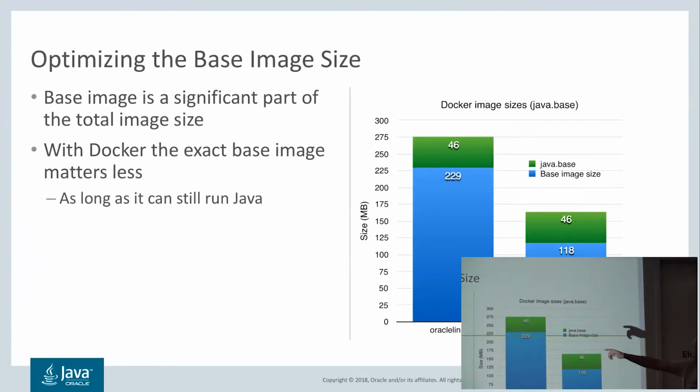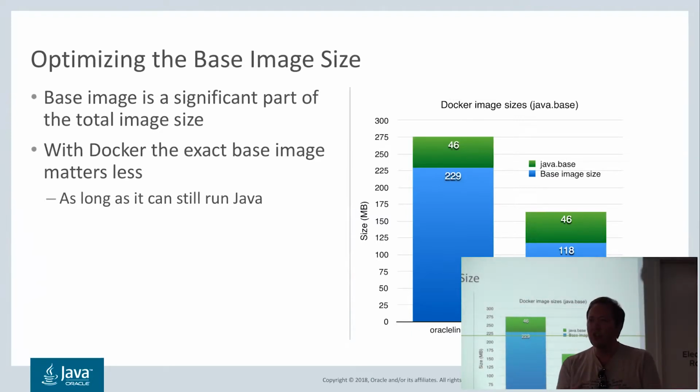So that brings us down now from 275 megs down to 100 and something. So that's pretty nice. Now we're making progress. Went from 800 down to 150. Still a bit big for what we want to achieve here. So the insight is that in the end, especially in the Docker world where you're typically not running side processes, you're running your Java process and that's it. It doesn't actually matter which base image you use as long as it still runs Java.